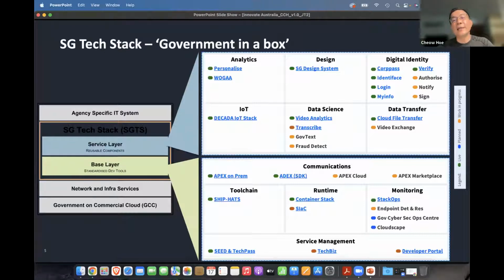And for the service layer, we started building a lot of reusable APIs and microservices. An example is authentication and the IAM solution, for which we use SingPass. We use external providers like Stripe for payments. We have Dicata for the IoT stack. We have a Woga platform for central analytics and monitoring. So these things don't have to be rebuilt every time you build an application. They can be reused. And that really is a tremendous accelerator going forward.